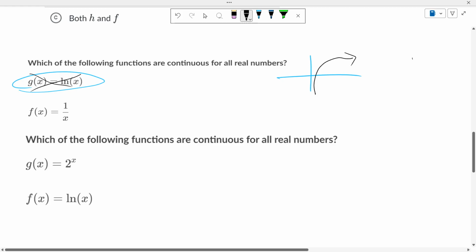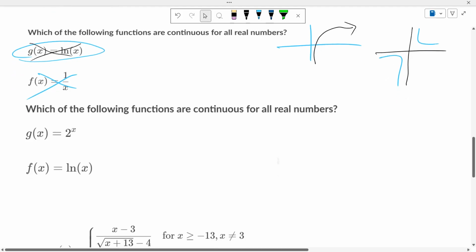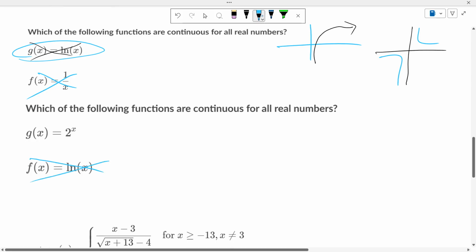How about 1 over x? We're looking at 1 over x. The graph looks like this and this. Is it continuous over all real numbers? No, neither one would be continuous over all real numbers. Okay? And we said the natural log is not.